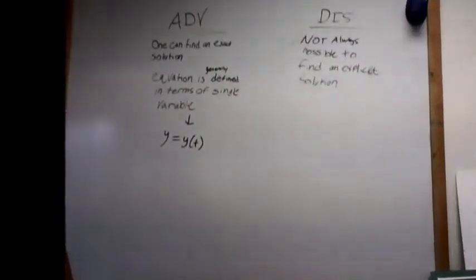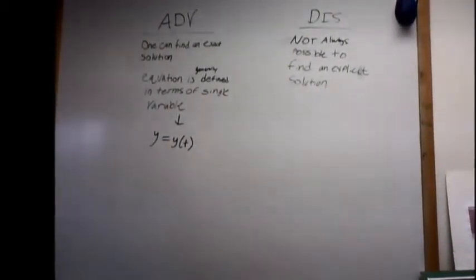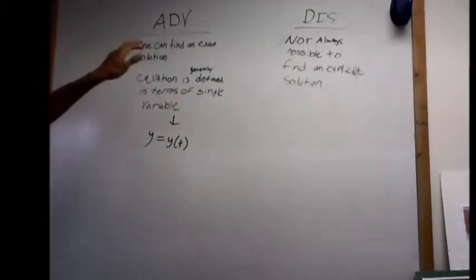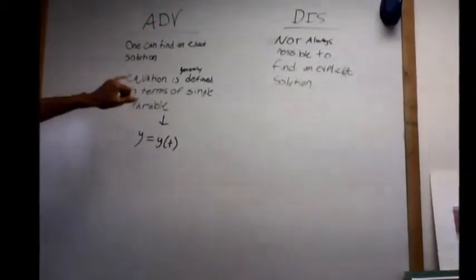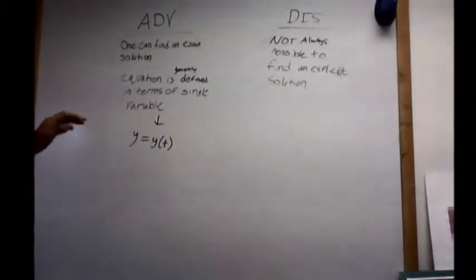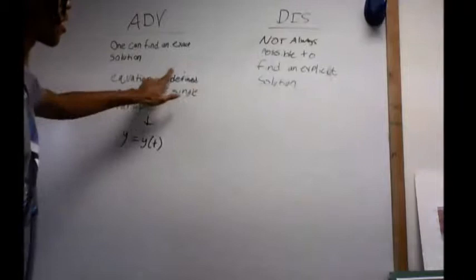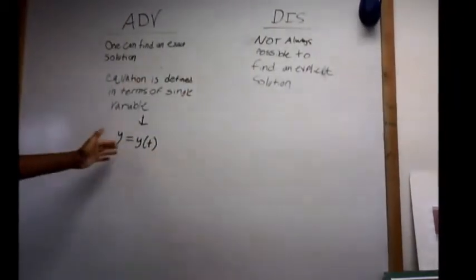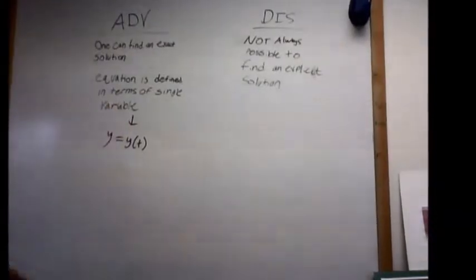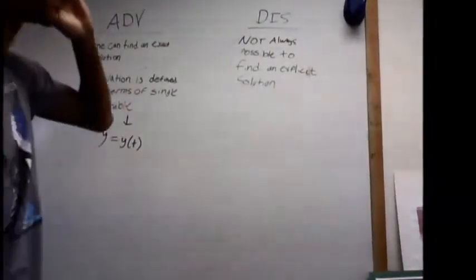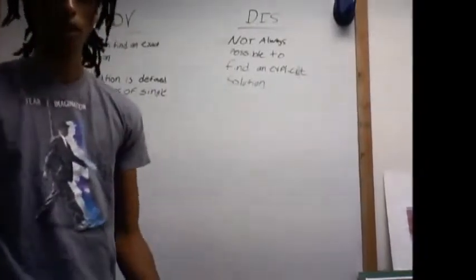Okay, the advantages to an explicit solution are that they are the exact solutions to whatever equation you're looking at. And also, the equation is generally defined in terms of a single variable. Well, they always are. So an example of this would be y equals y of t. The disadvantage is that you can't always find the explicit solution. Sometimes you only find implicit.